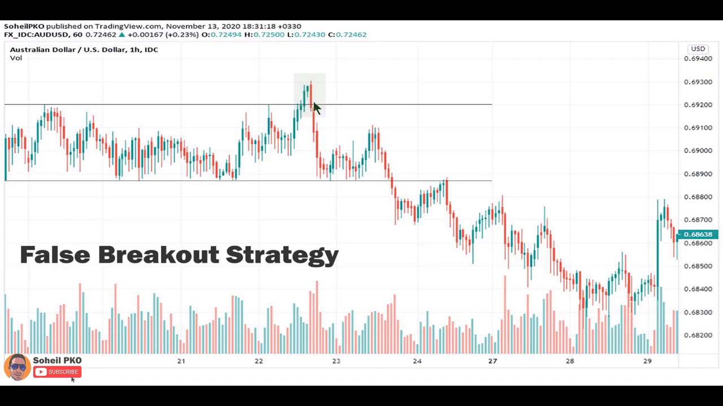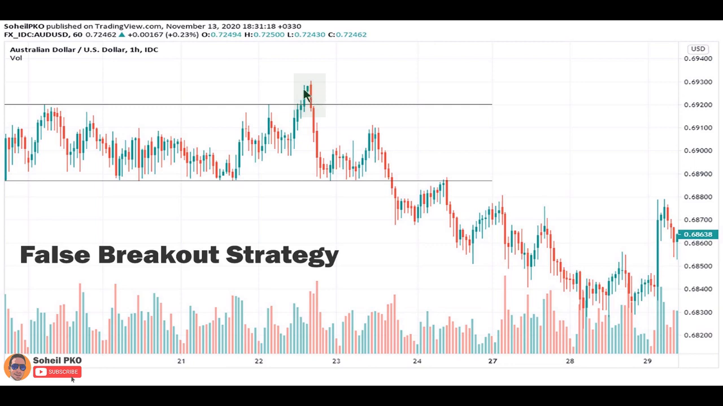And now we have two possibilities that may happen. The first is that the price may get close to the broken line, and after testing the line, it bounces and advances in the direction of the breakout, which itself is a trading strategy that is called the pullback strategy. And I'm going to explain it later in this video.